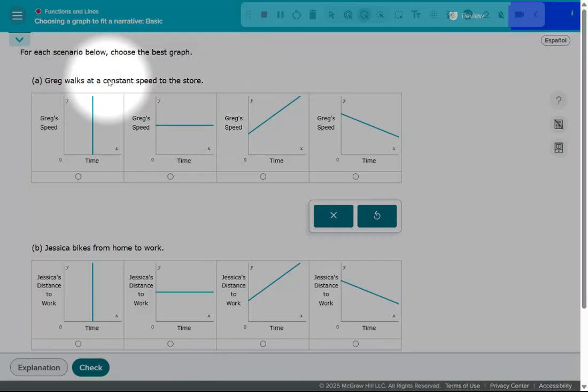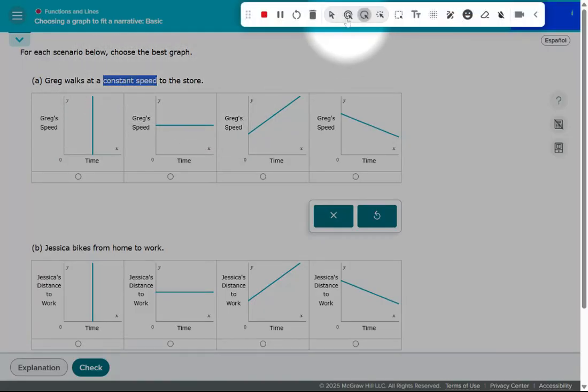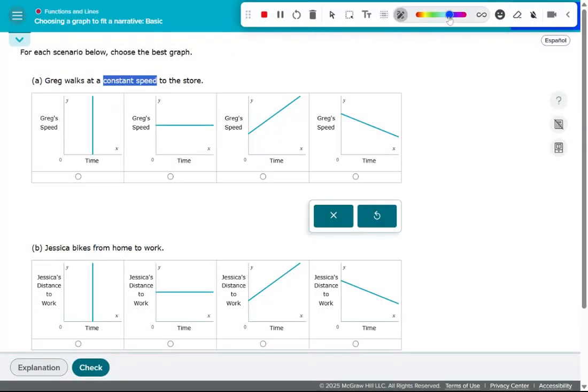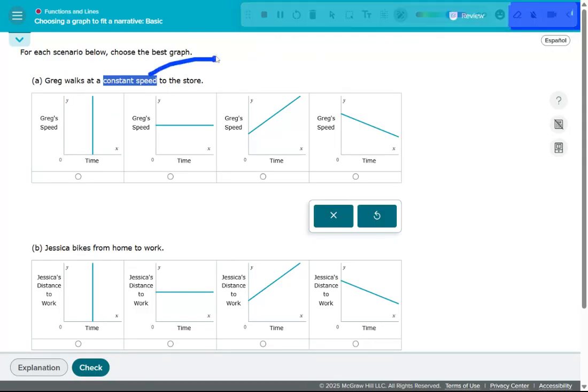So, a constant speed, we're thinking, what does that mean if something is constant? It's consistent. Maybe we're thinking too, it's not changing. There's no change happening. Our different graphs, again, the y-axis is looking at Greg's speed over time. So probably not going to be undefined. Could possibly be a slope of 0, maybe even positive because he's going to the store, but likely not negative.